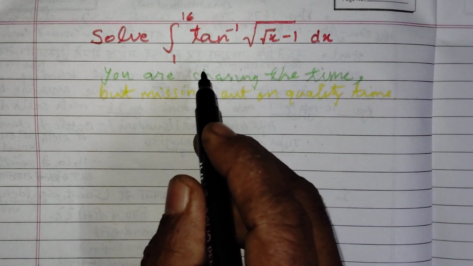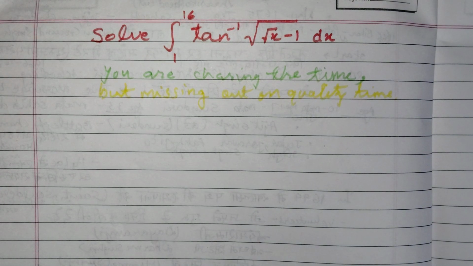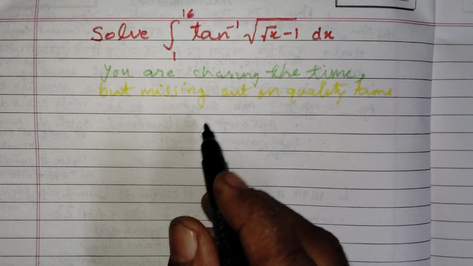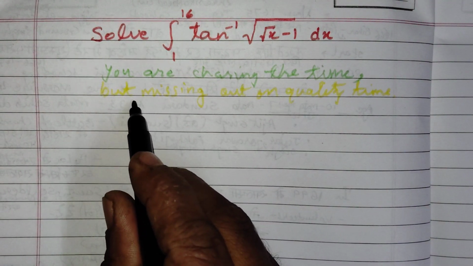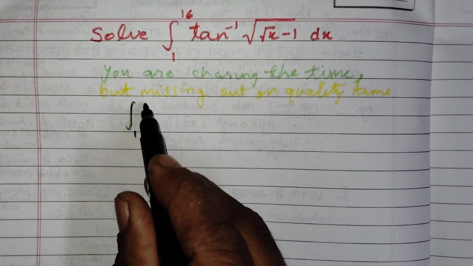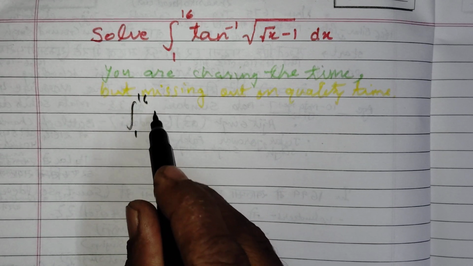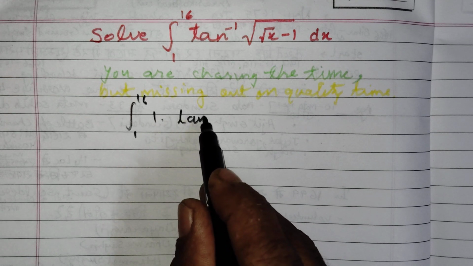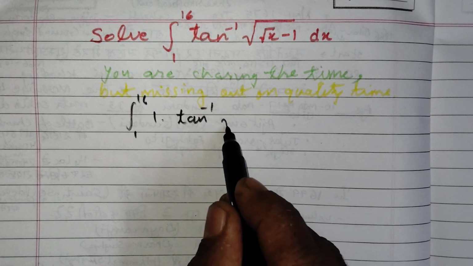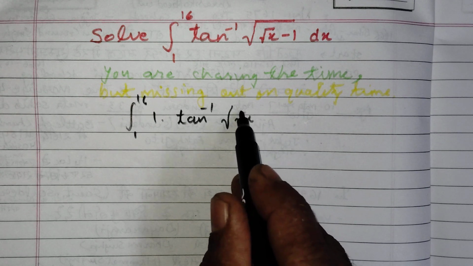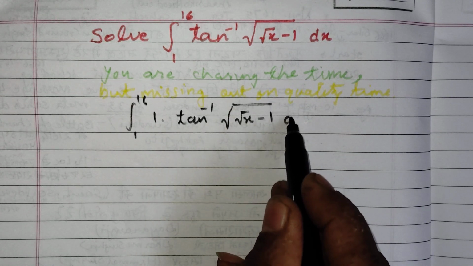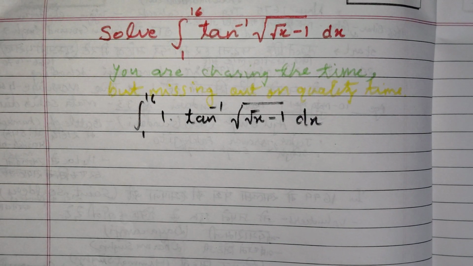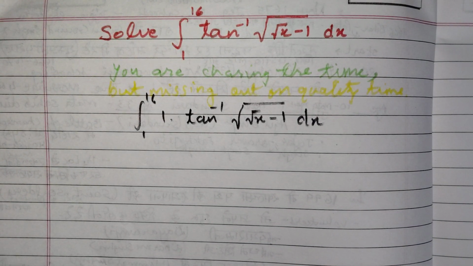So this is the good problem. Integrate from 1 to 16 of tan inverse square root of x minus 1 dx. This question is a by parts problem and its limit is 1 to 16. We take one as the first part, and the other part is tan inverse square root of x minus 1 dx. So how do we choose which one is the first part and which one is the second part?